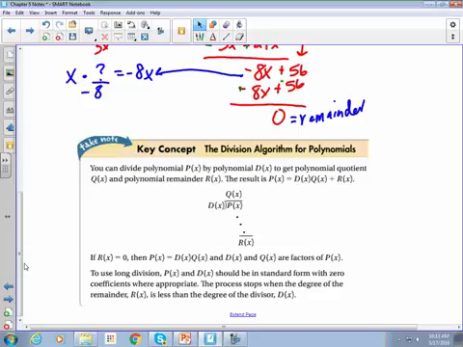To use long division, p of x and d of x should be in standard form with 0 coefficients where appropriate. The process stops when the degree of the remainder is less than the degree of the divisor. So if your divisor has a degree of 1, the remainder has to be a degree of 0. So you stop when the degree of your remainder is less than the degree of the divisor.